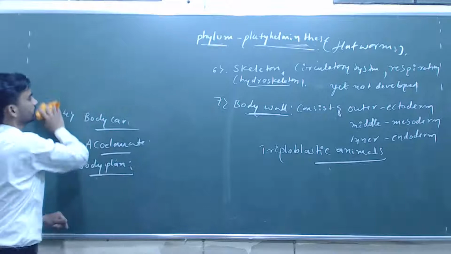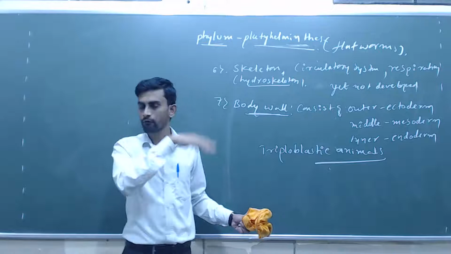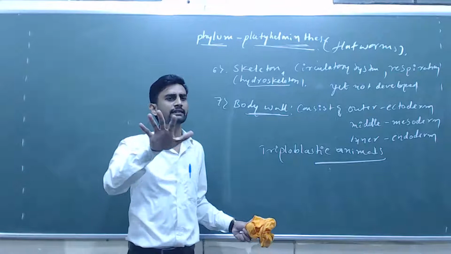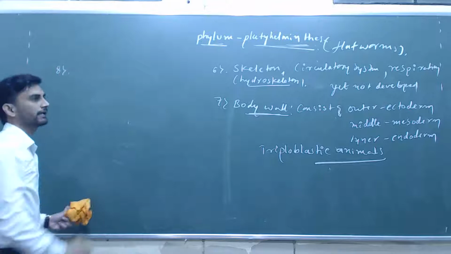Grade of organization, based on that one character is over, and then coelom, one character over, then body plan, another character over, then followed by germ layer or body wall, another character over. So some four to five basic characteristic features you should remember as the basis of classification. Then next, we'll move to the next important characteristic feature. We'll just write it down, the next characteristic feature.